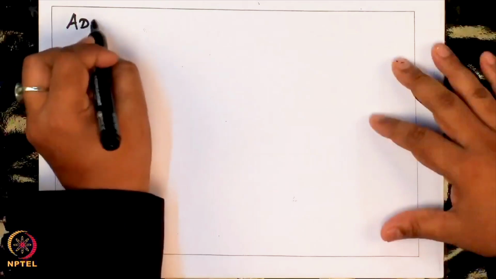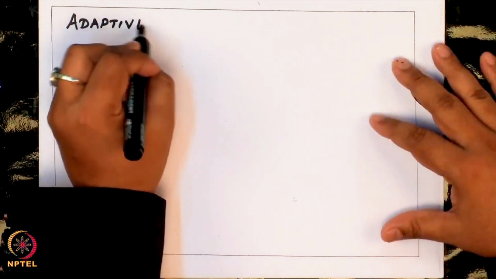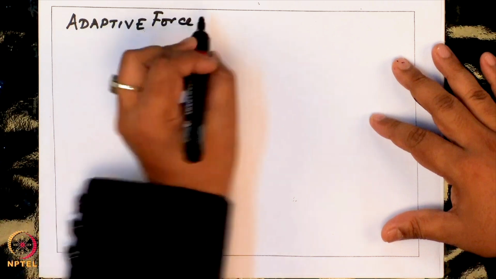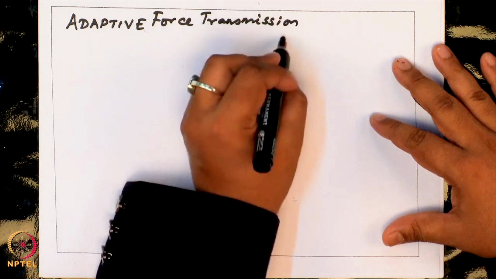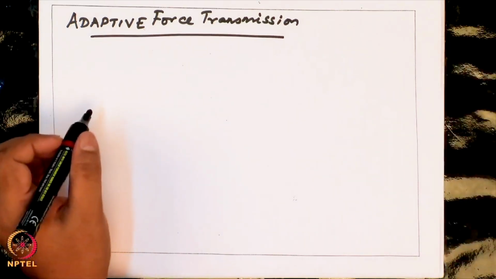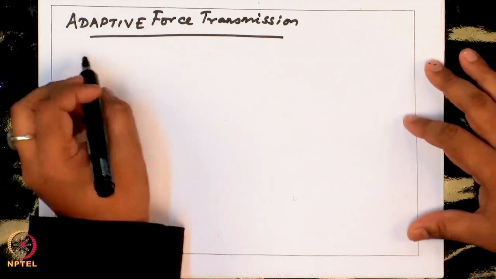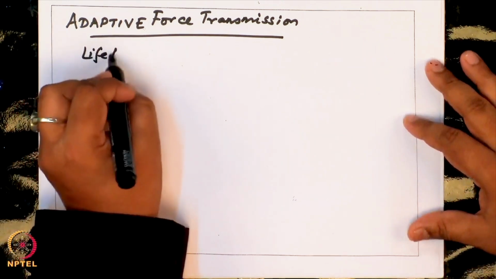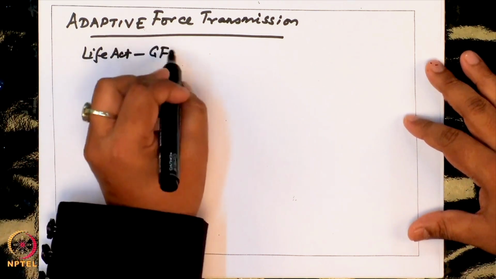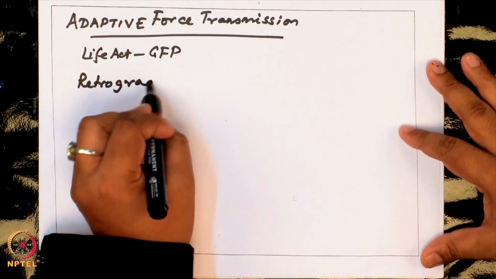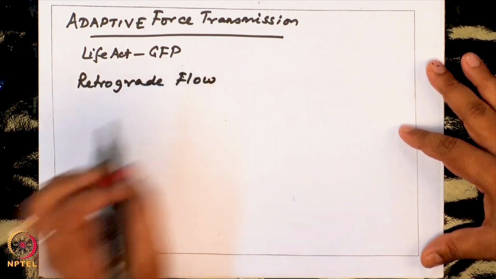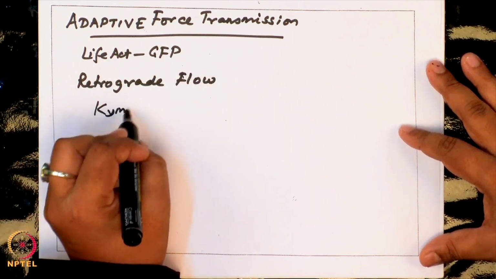With that, I again get started with the paper we started discussing on adaptive force transmission. What the authors had done was transfect dendritic cells with GFP LifeAct, and monitor the retrograde flow using kymographs.